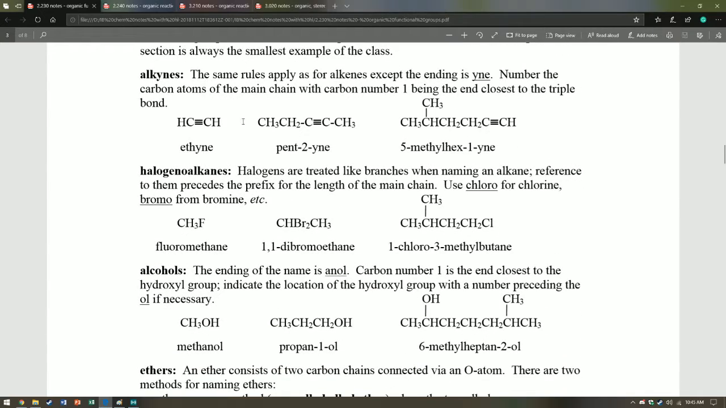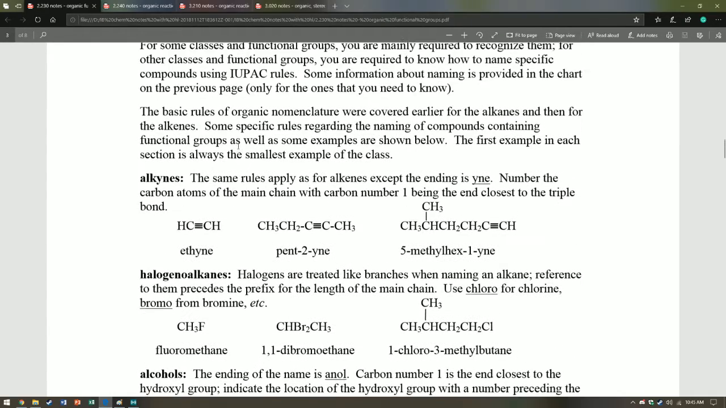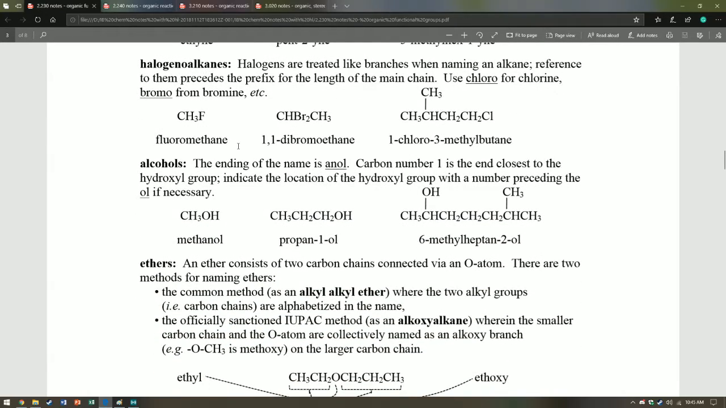With these functional groups, we're more or less going in order of simplest to hardest functional groups to understand. The next one is the haloalkane, where halogens are treated like branches when naming an alkane. They are basically treated like hydrogen atoms, though in many ways they do have some reactivity associated with them, which we'll get into later. But when you name them, you use chloro for chlorine, bromo for bromine, and so on and so forth. So this is fluoromethane. This is 1,1-dibromoethane.